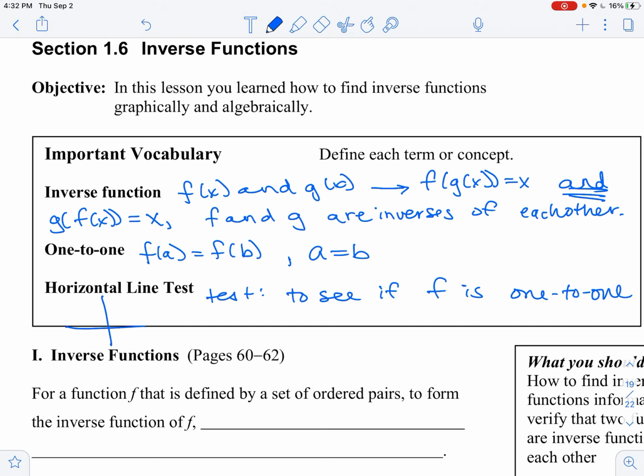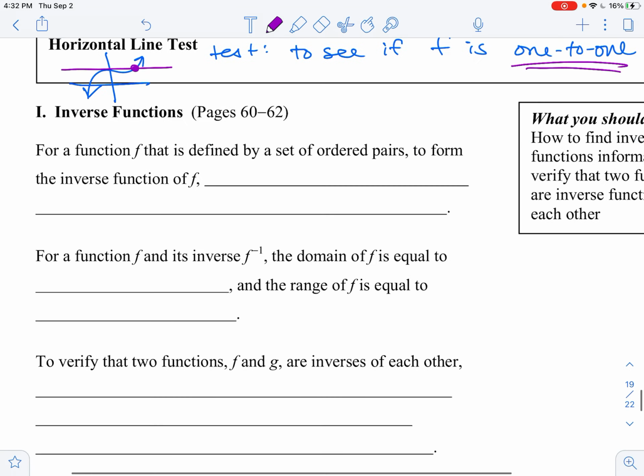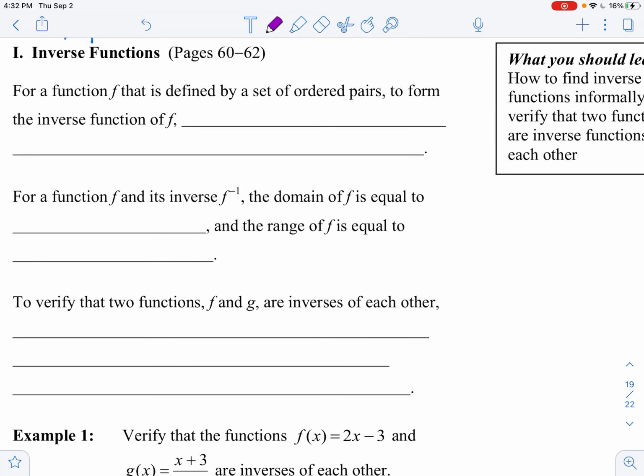Basically, if we have a function, let's say, I don't know, like this. If we draw a horizontal line through it and it only hits one time, then it is one-to-one. So let's talk about inverse functions for a little bit.